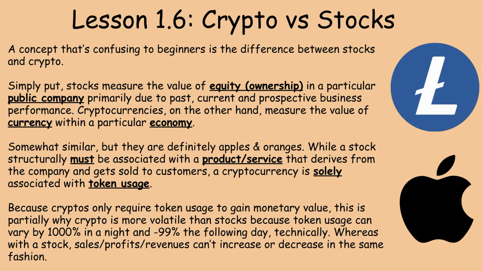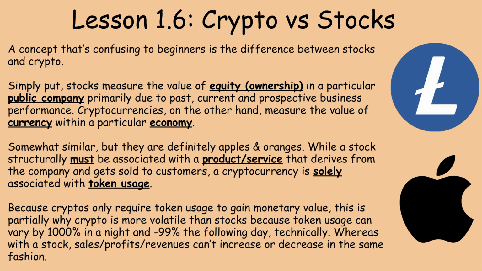Lesson 1.6, Crypto versus Stocks. A concept that's confusing to beginners is the difference between stocks and crypto. Simply put, stocks measure the value of equity or ownership in a particular public company, primarily due to past, current, and prospective business performance, but it could be other reasons too, such as the overall economic environment, etc.